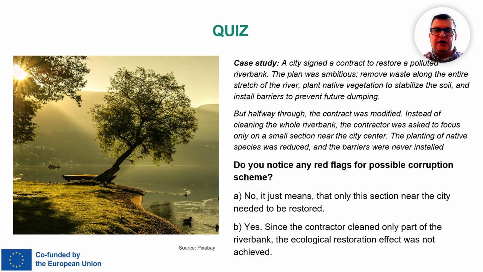Citizens who compared the original contract with the scaled-down work could clearly see that the project no longer met its environmental goals. This is a corruption risk: unjustified contract modifications that reduce scope. It saves money for the contractor, but it wastes public funds and leaves the environment unprotected.